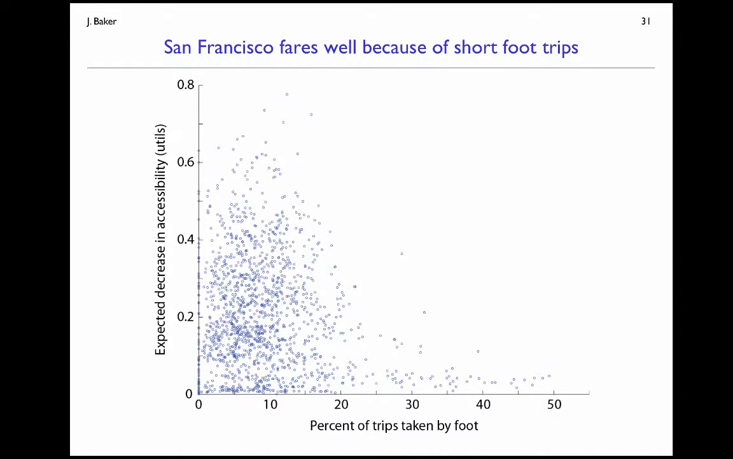Okay, and then finally, San Francisco, that was the area that had very little accessibility impacts relative to most other parts of the network. And if we take a look at this plot, each circle here indicates one of those travel analysis zones.